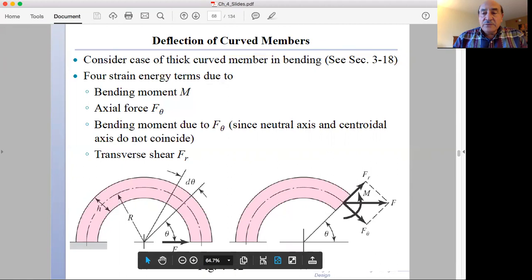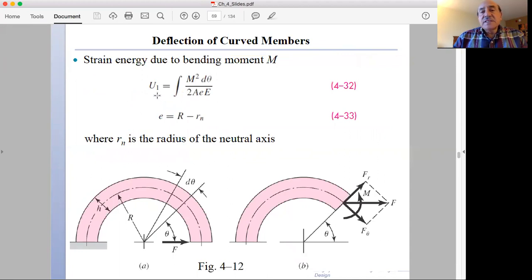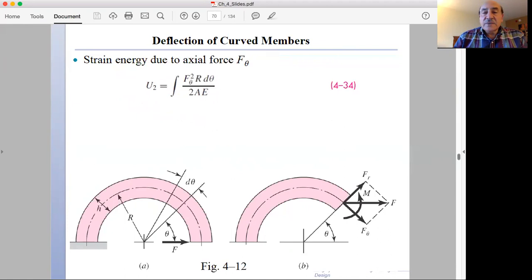What we discussed is that we need to be cognizant that the elastic energy due to the moment is M squared d theta over 2AE, where A is the cross-sectional area of the beam, and e is the difference between the radius to the centroid of the beam and the radius to the neutral axis. So this is an eccentricity that we need to determine. If we apply this equation, we need to figure out the neutral axis radius and the radius to the centroid of the beam. Then when we take derivatives, we will be able to utilize this equation.